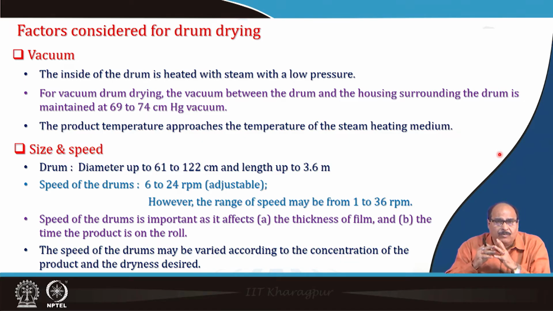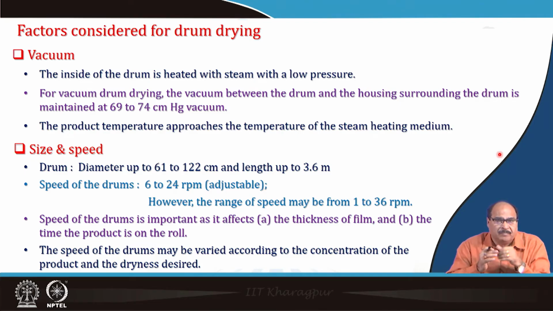For vacuum drum drying, the vacuum between the drum and the housing surrounding the drum is maintained between 69 to 74 centimeters of mercury vacuum. The product temperature approaches the temperature of the steam heating medium.